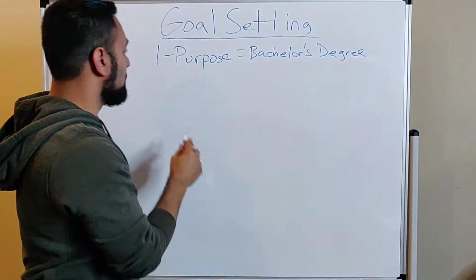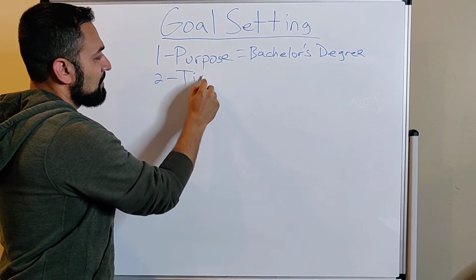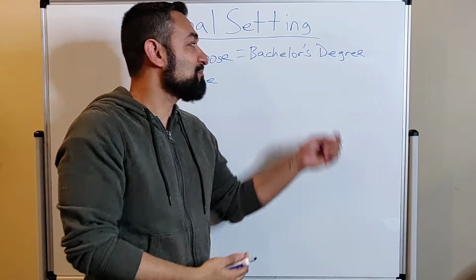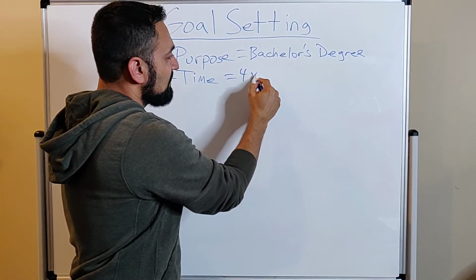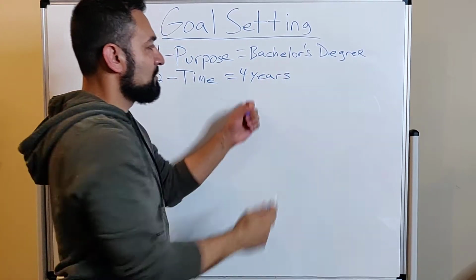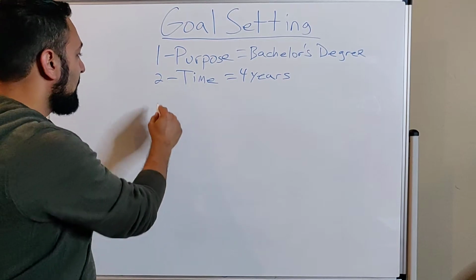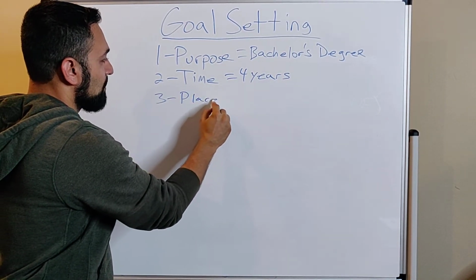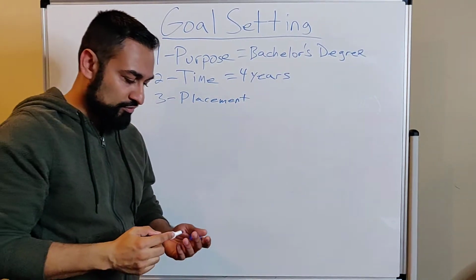Now, the second component is time. The length of time it'll take for you to accomplish this goal, okay? So let's say it takes you 4 years. 4 years to accomplish this goal, to attain the bachelor's degree. And number 3 is your placement within that time frame, okay? Now I'm going to explain this further now, okay?